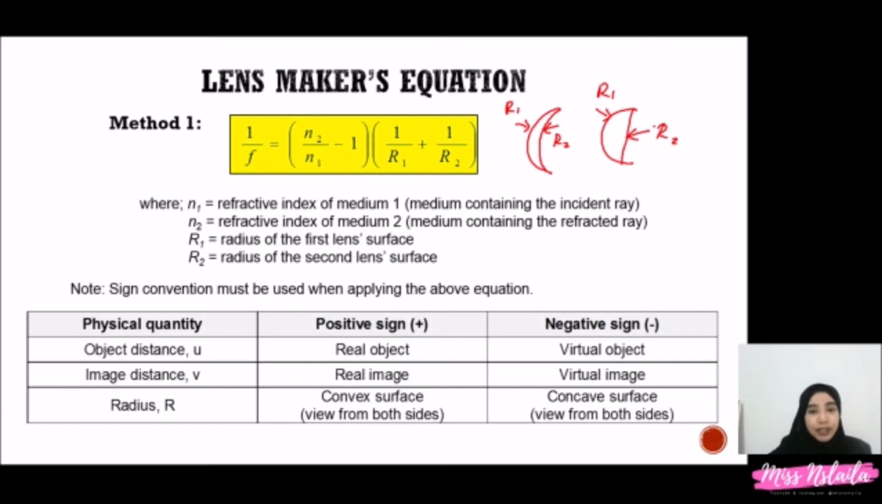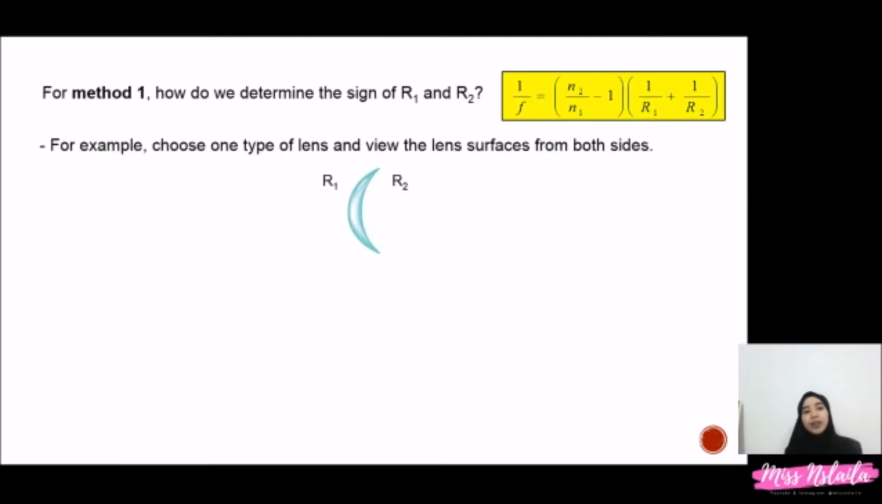So for the sign convention, we need to focus on the sign for radius R. Before you substitute the value of R, we need to check whether the surface is convex or concave. So if it's convex, it will be positive, and if it's a concave surface, it will be negative. But for this equation, there are methods to determine which kind of surface is convex or concave. So this is the example. How do we determine the sign of R1 and R2? How do we know whether R1 is a convex surface or a concave surface?